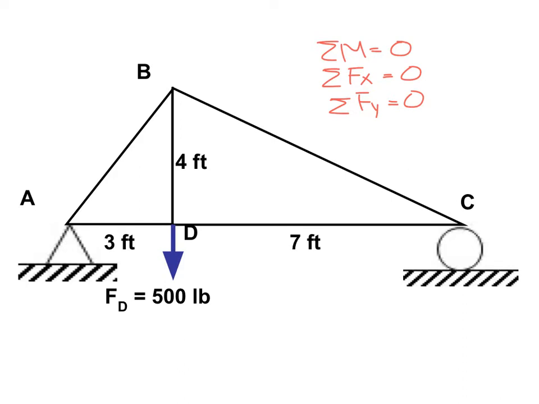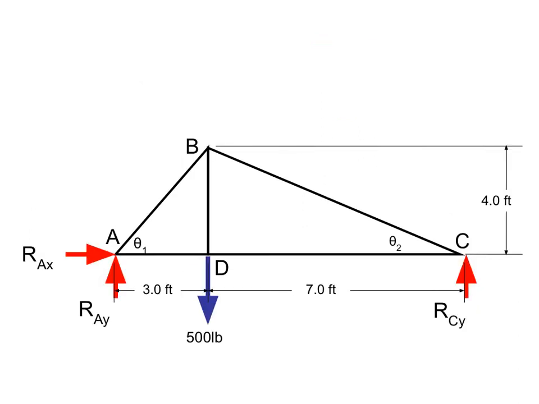So we see here that we have a pin on the left side and a roller on the right side, and if we remember, the pin is the same as having a force in the y direction and the x direction, and our roller is the same as having that force in the y direction. So we just start by placing those with forces or reaction forces at each of those locations. So those shapes kind of go away.